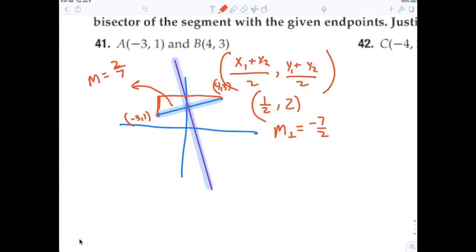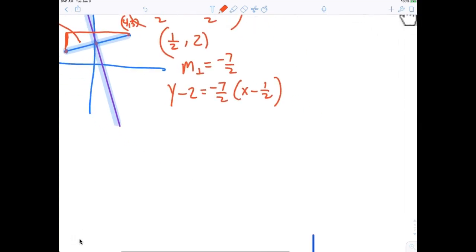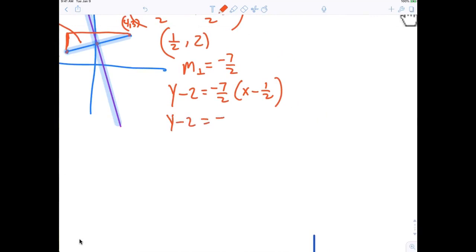The equation would simply be y minus 2 equals negative 7/2 times x minus 1/2. Because it doesn't say a specific form, just leave it in the easiest form. Oh, what does it say? Slope intercept. So now I just have to distribute. y minus 2 equals negative 7/2 x plus 7/4. If I add 2, I'm adding 8/4. So negative 7/2 x plus 15/4, I believe. Come on now, I expect everybody to be able to do that.